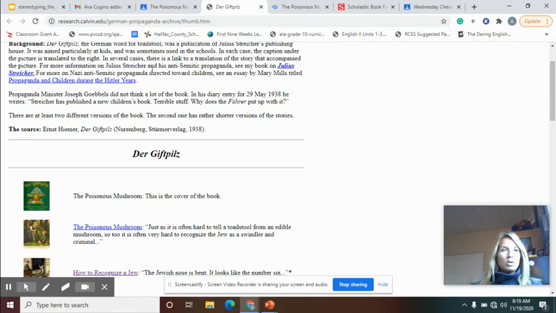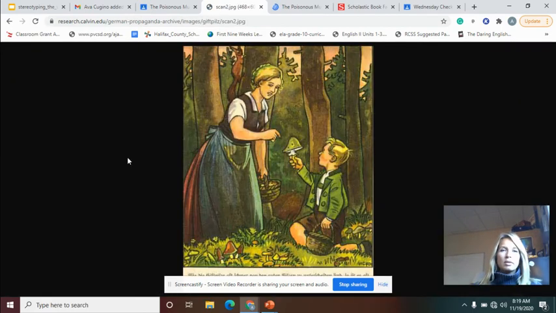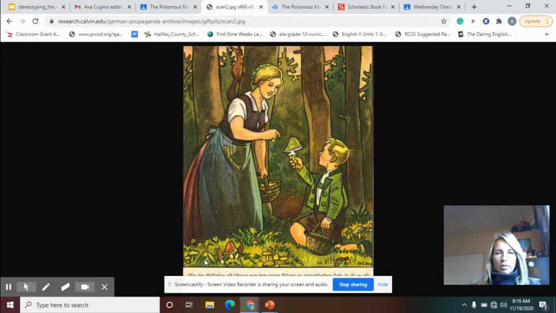So each chapter starts with a picture, and the picture will look something like this. Okay, and at the bottom of it there will be a caption. Well, the caption here is in German, so you can't read it. But your job is to be able to look at the picture. What is going on in the picture?